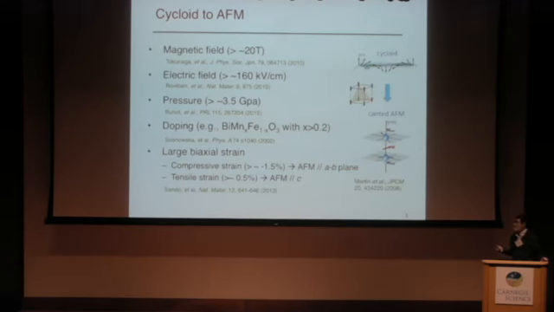First, let's see what magnetic structures have been observed in BFO. We already know bulk BFO has a type 1 cycloid, but this cycloid can be destroyed in many ways: by applying a strong magnetic field, strong electric field, high pressure, doping, or large epitaxial strain, either compressive or tensile. Under these conditions, there is a transition from the cycloid state to a canted antiferromagnetic state with a weak ferromagnetization. For simplicity in the talk, I'll just call it AFM.